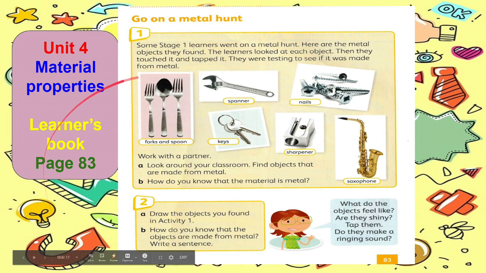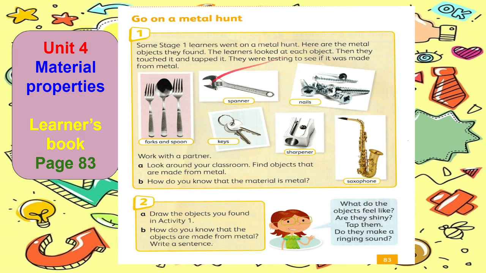Now that you can sort these objects into metal and not metal, let's go on a metal hunt just like these stage 1 learners did. Once you have found these objects, look at each object closely, touch it and tap it, and then test to see if it is made from metal. What do the objects feel like? Are they shiny? Tap them. Do they make a ringing sound? How do you know that the material is metal?